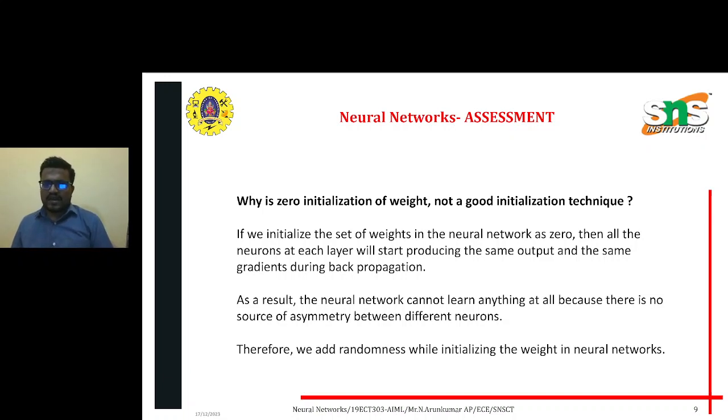Therefore, we can add randomness by adding one to the input signal as the initialization of the weight of the concerned neural network. Thank you.